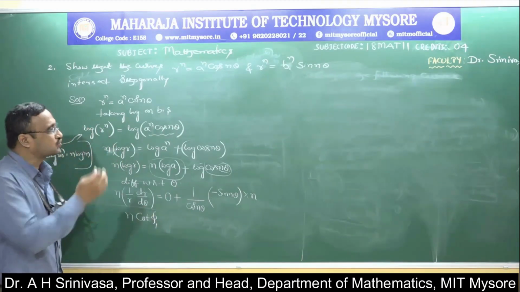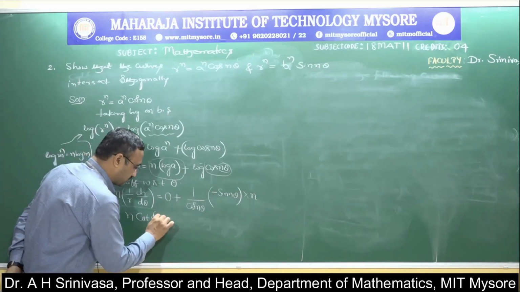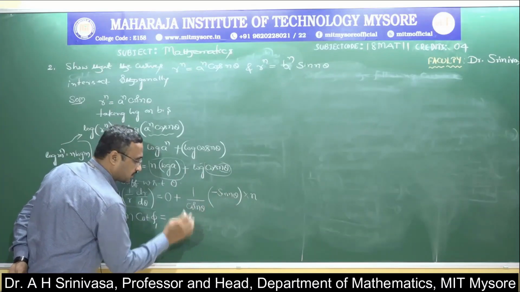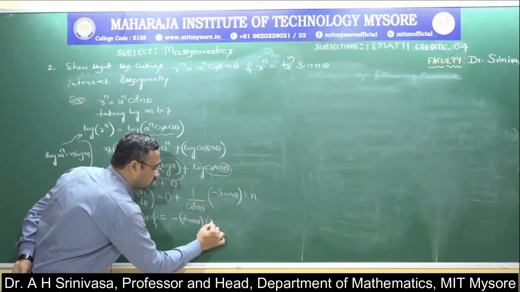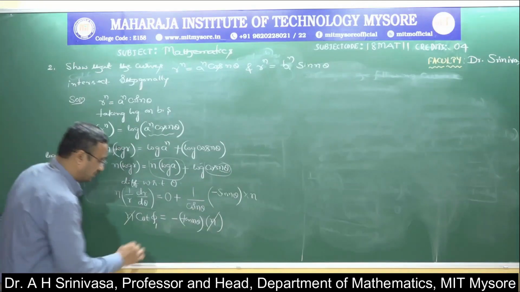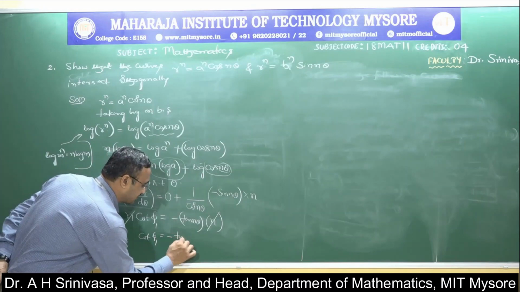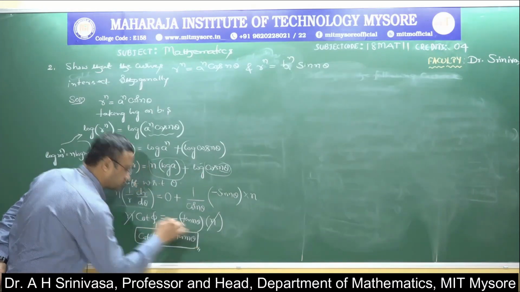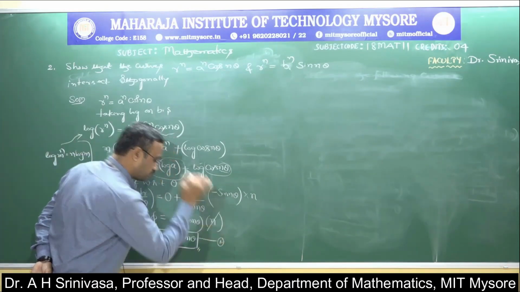You put cot phi 1 because two curves are there; one curve we call phi 1. It should be equal to minus sin divided by cos, which is tan n theta, into n. Now cancel these two. Finally we get cot phi 1 is minus tan n theta. Now call this equation number 1.